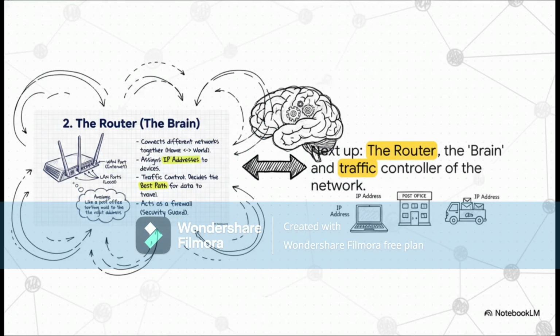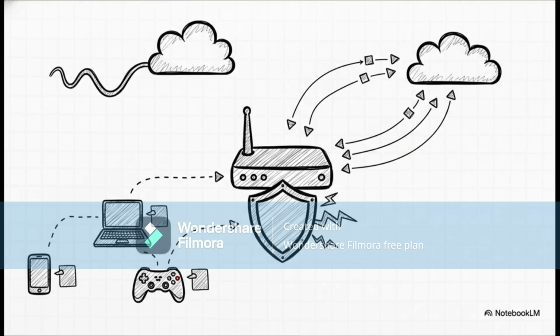All right, once the data is translated, it immediately hits the router, which is basically the brain of your home network. Think of it like a traffic controller at a busy intersection. It looks at the data packet, figures out exactly where it needs to go, and sends it down the most efficient path. And this thing is a real multitasker.